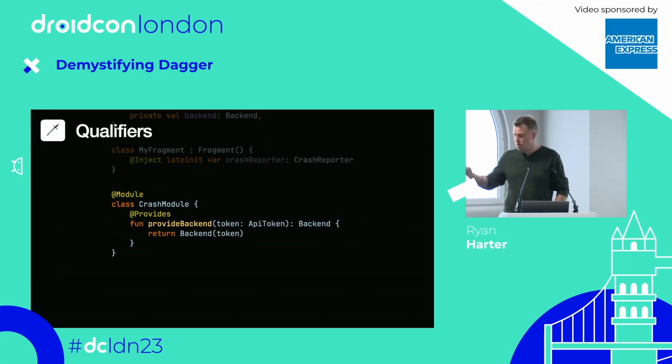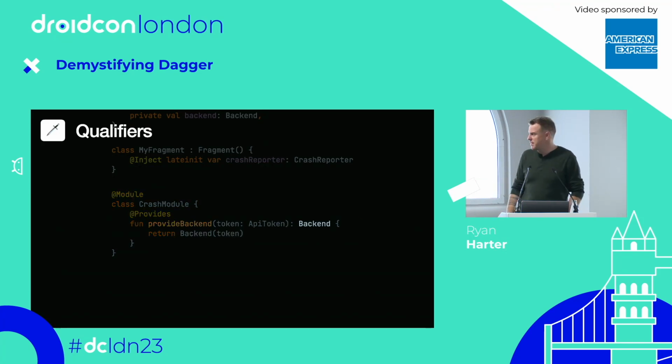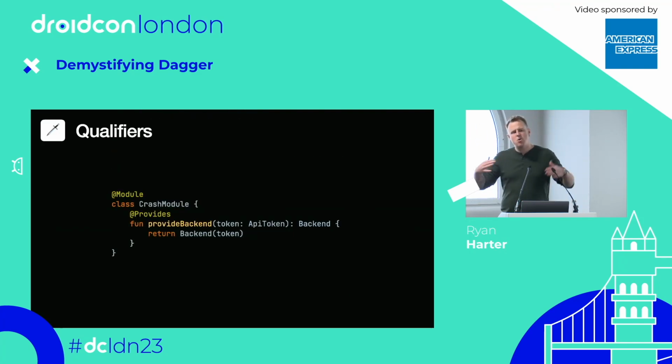And the same in your modules, Dagger just looks at the return type of whatever it is that you're providing. And that's how Dagger wires everything together and figures out what the dependency chain is. But that's not always enough.